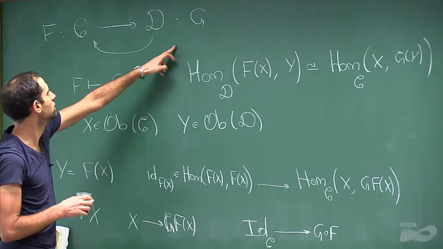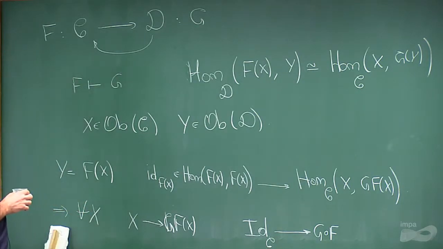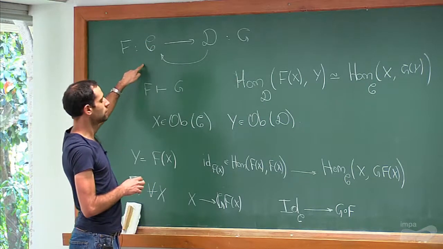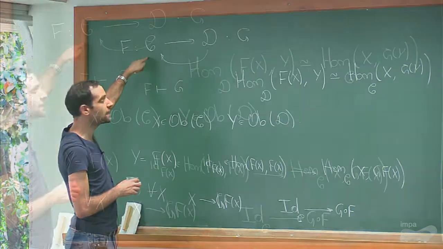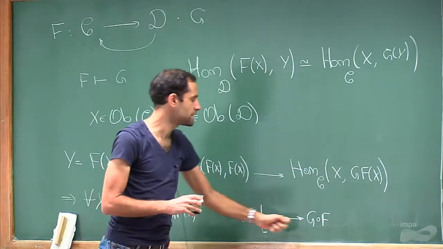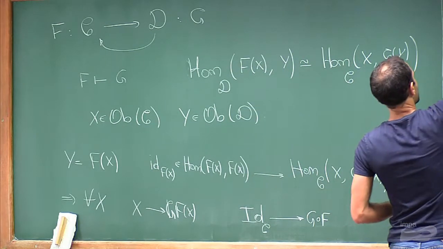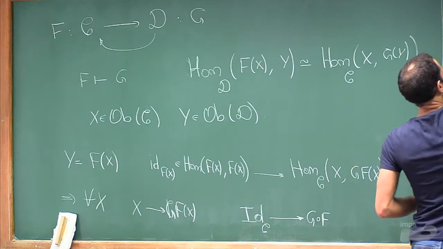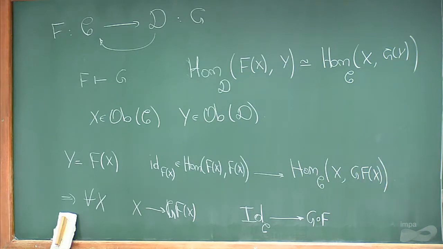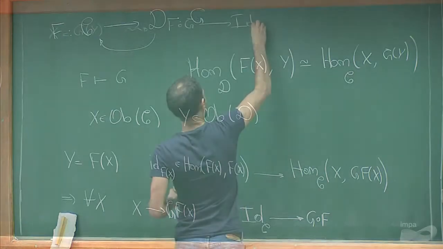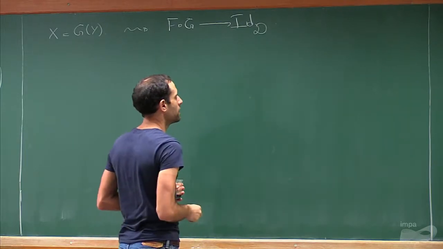Okay? So am I doing this correctly? That's correct. If I do f and then g, that's a functor from C to C, and then the identity of C is a functor from C to C, and then this is a morphism of functors. And similarly, by taking x to be g of y, we obtain a morphism from f composed with g to the identity functor in D. So that was the upshot.